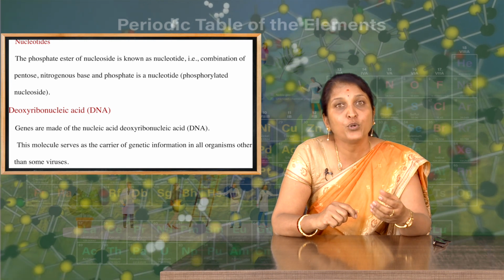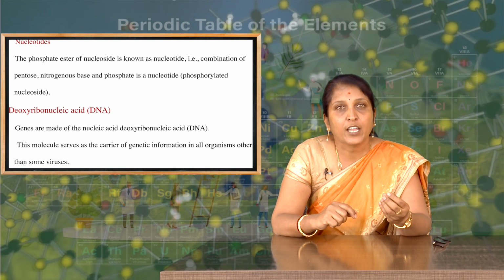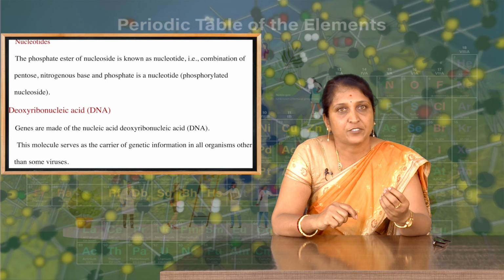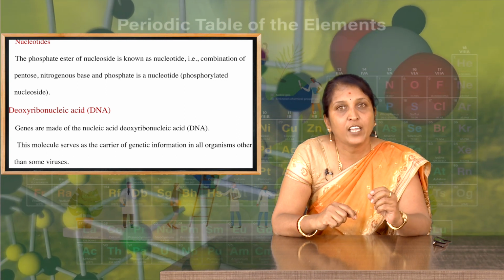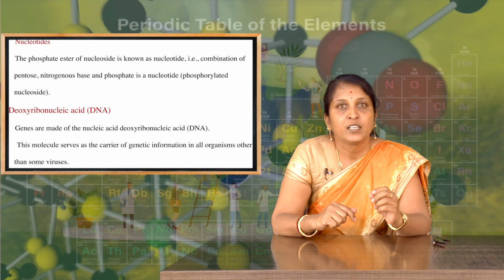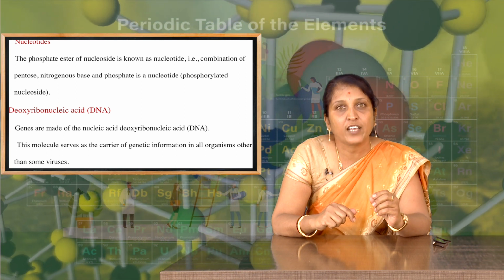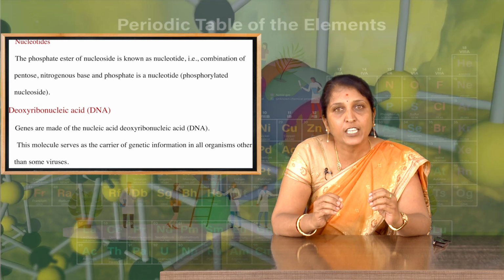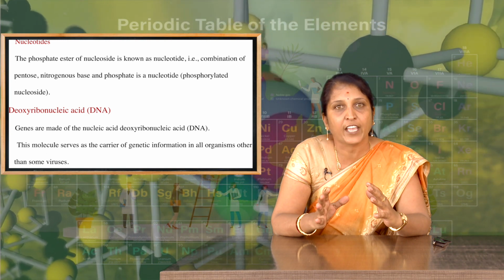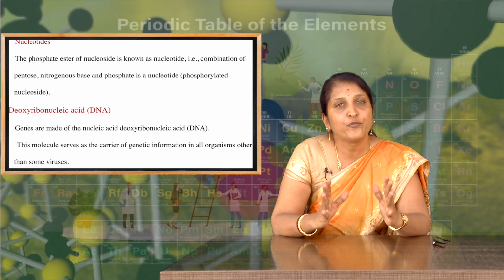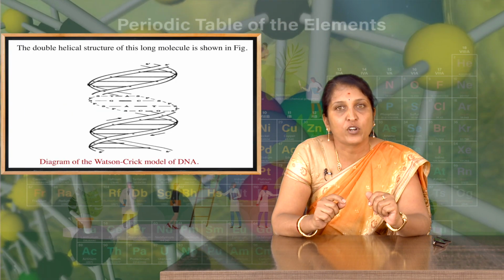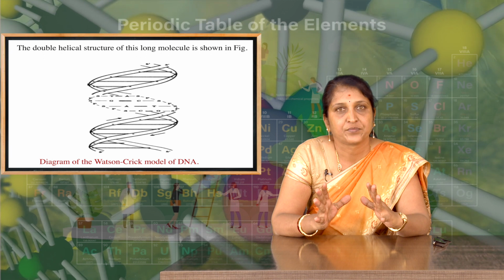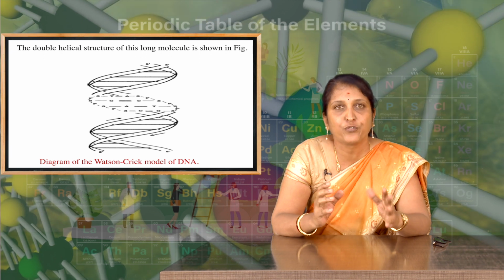Next, we move to deoxyribonucleic acid. Genes are made up of deoxyribonucleic acid. These molecules serve as the carrier of genetic information in all organisms other than some viruses. This diagram is the Watson-Crick model of DNA. This is the double helical structure of DNA.